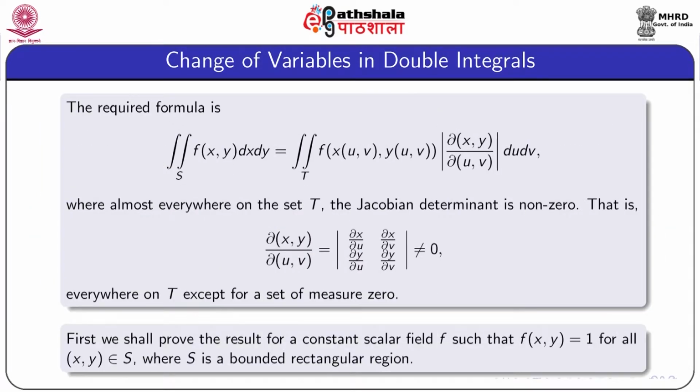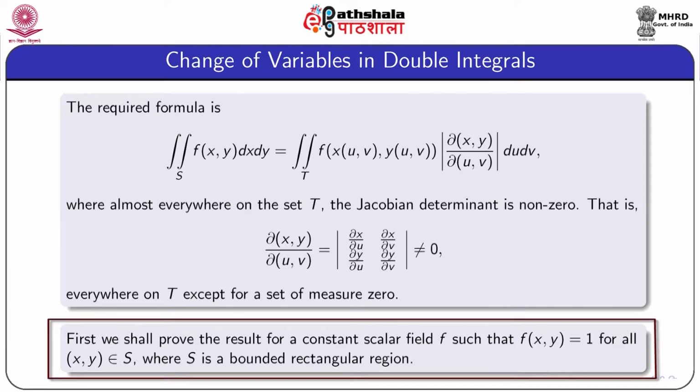The required formula is: the double integral over S of f x y dx dy equals the double integral over T of f x u v, y u v times the modulus of del x y del u v du dv, where almost everywhere on the set T the Jacobian determinant del x y del u v is non-zero. That is, del x y del u v equals the determinant with rows del x del u, del x del v, and del y del u, del y del v, which is non-zero everywhere on T except for a set of measure 0.